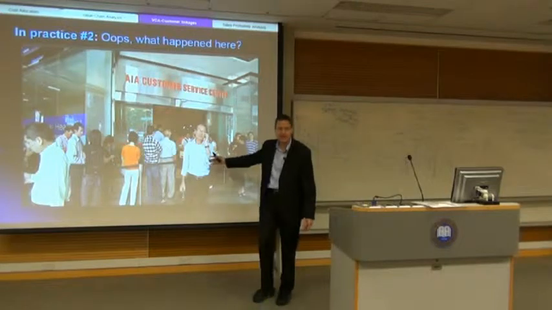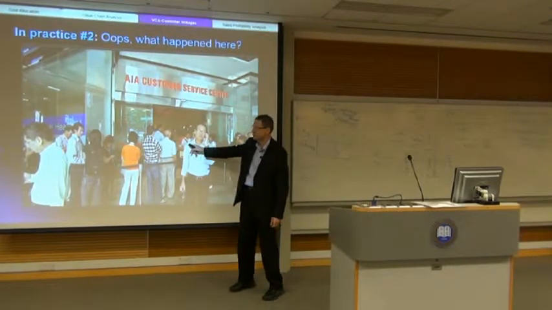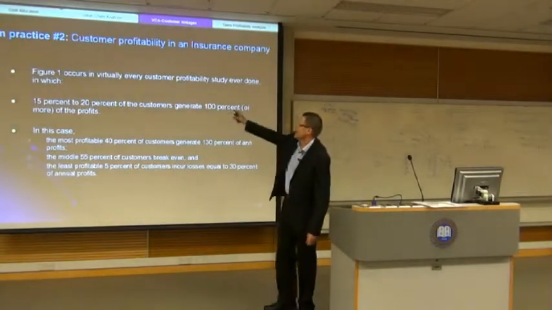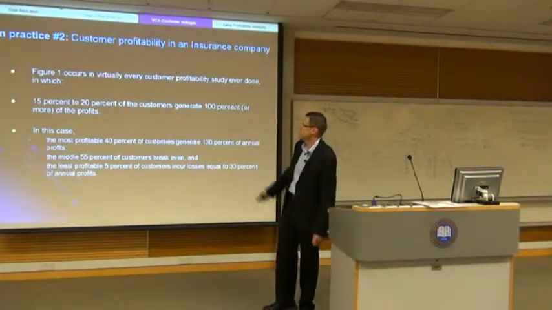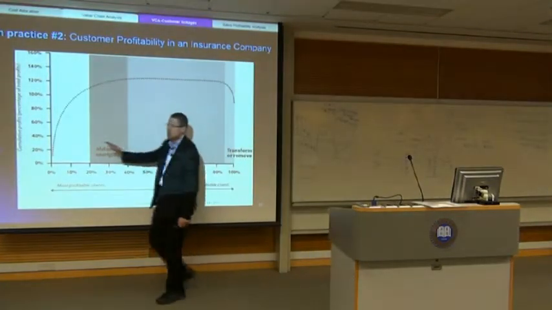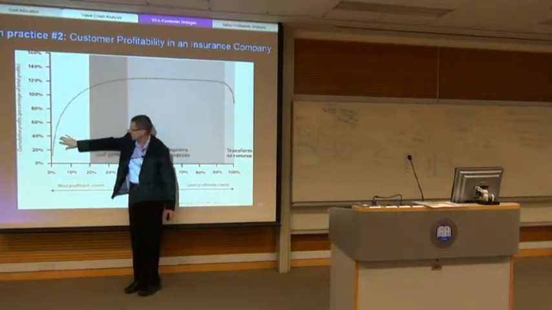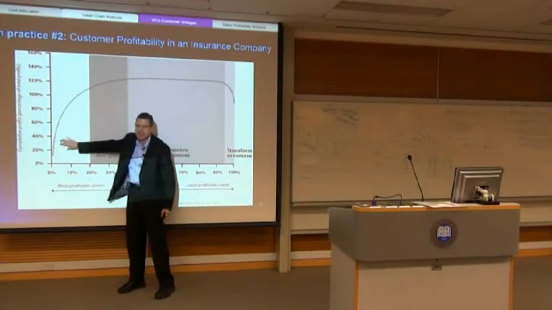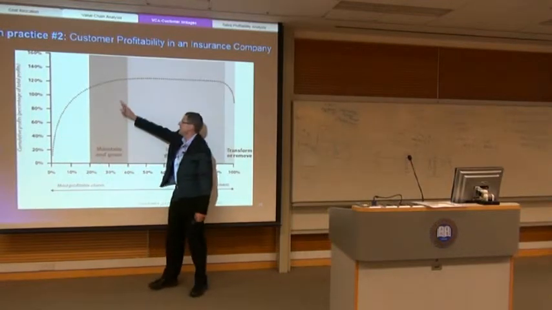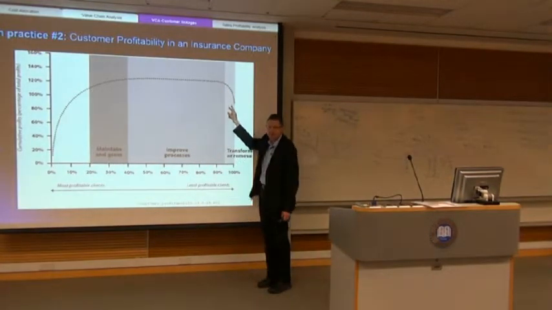AIA, this is 2008, not a good time. These are angry customers hoping to get their money back in Singapore. All right. Customer profitability, insurance company. This is what we're trying to do. If we were to batch all of the customers together, we're going to find 20% of the customers may provide 80% of the revenues. Many of the customers may break even. Some will cost you money.